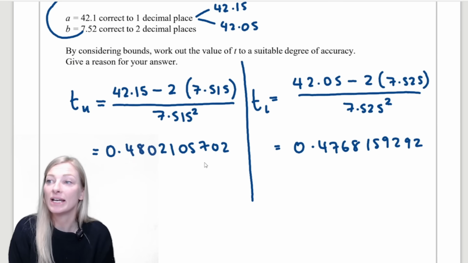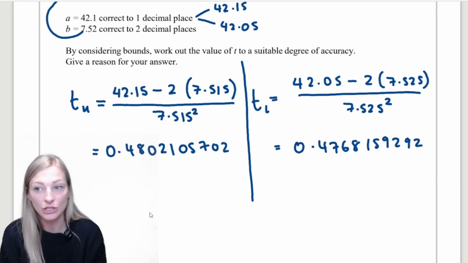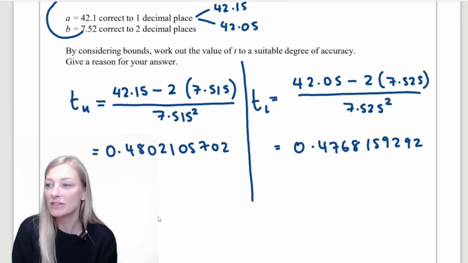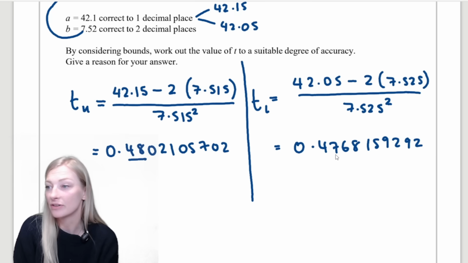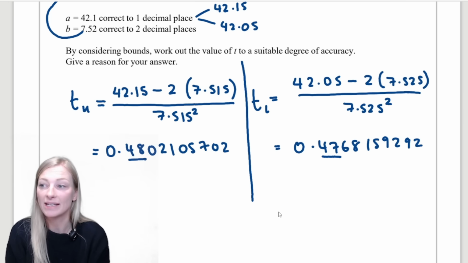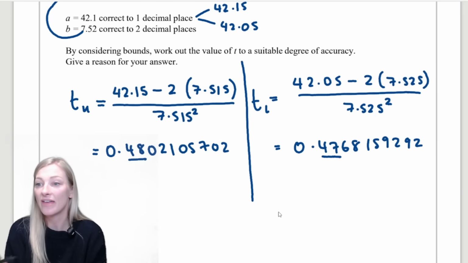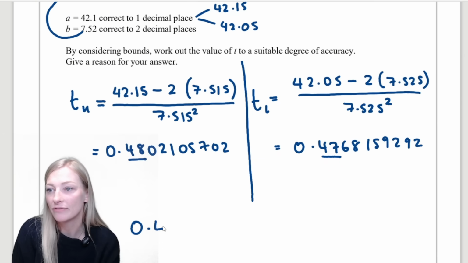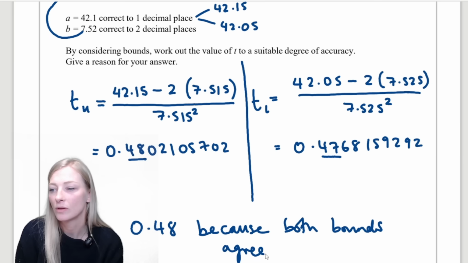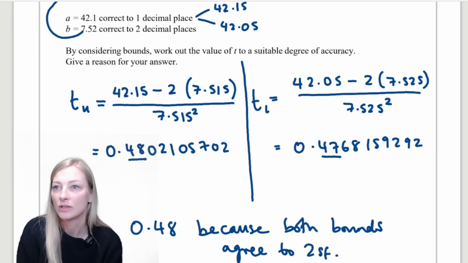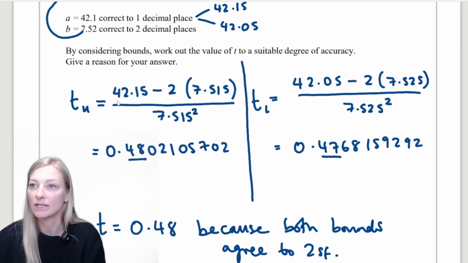And now we need to decide a suitable degree of accuracy. And to do that, we're going to see how many significant figures they agree to before they stop being the same. So if you rounded them both to one significant figure, they would both be 0.5. If you rounded them both to 2 significant figures, they would both be 0.48. 3 significant figures and we get 0.480 and 0.477. So then they go different. So we're going to say 0.48 because both bounds agree to 2 significant figures. So t equals that, because both bounds agree to 2 significant figures.